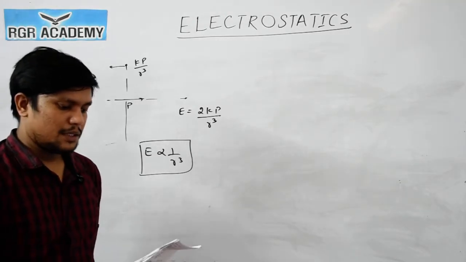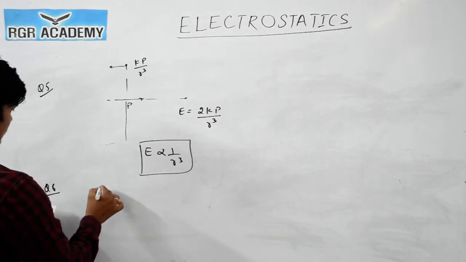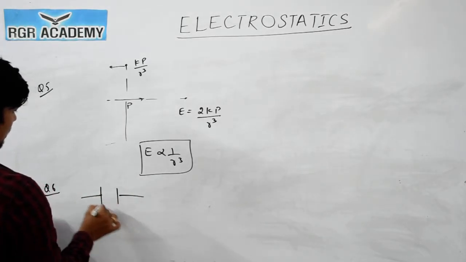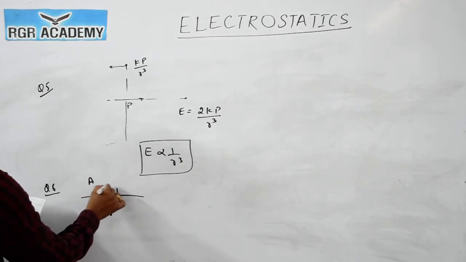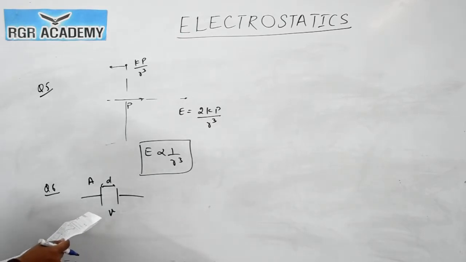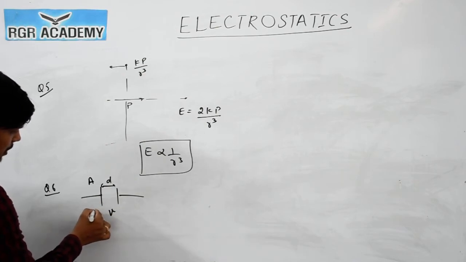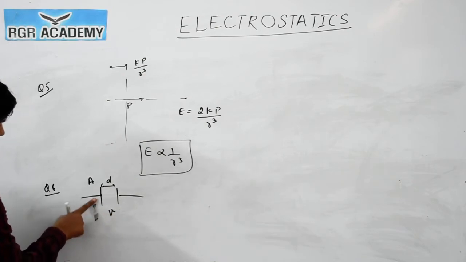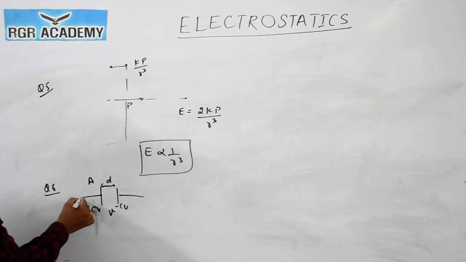A parallel plate capacitor of plate area A and plate separation D is charged to a potential of V, and then the battery is disconnected. So the potential here is V, the plate area is A and the separation between the plates is D. What is the charge here? Charge we can write as Q equals C into V, so plus CV on one plate and minus CV on the other. This I will consider positive.